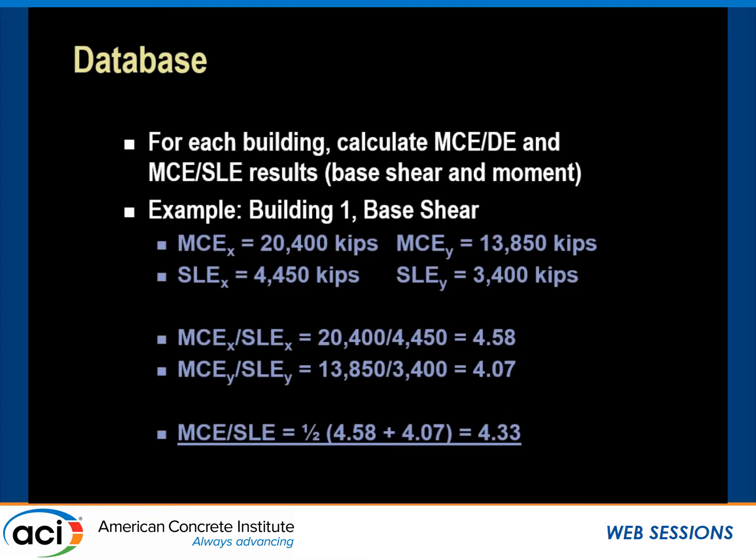So for each of these buildings, we calculated the MCE divided by DE and MCE divided by SLE results. For example, the building 1 out of 14, we went into the calculations packages, we pulled off these results, and for the X direction MCE base shear, it's 20,400 kips. The SLE X direction base shear was 4,450. So dividing one by the other, the amplification factor is 4.58 in the X direction. Similarly, you can look in the Y direction, it's 4.07. For this particular building, we just averaged the two together, 4.33.